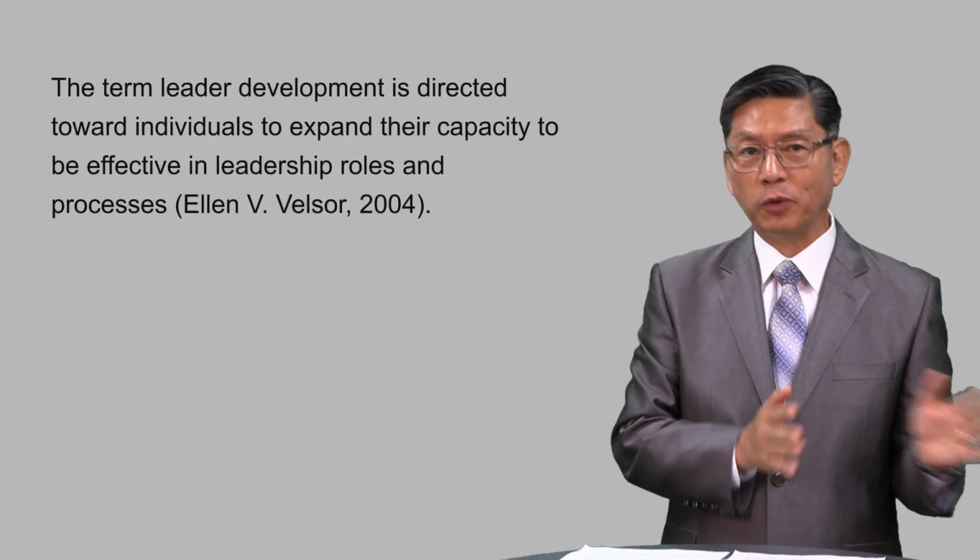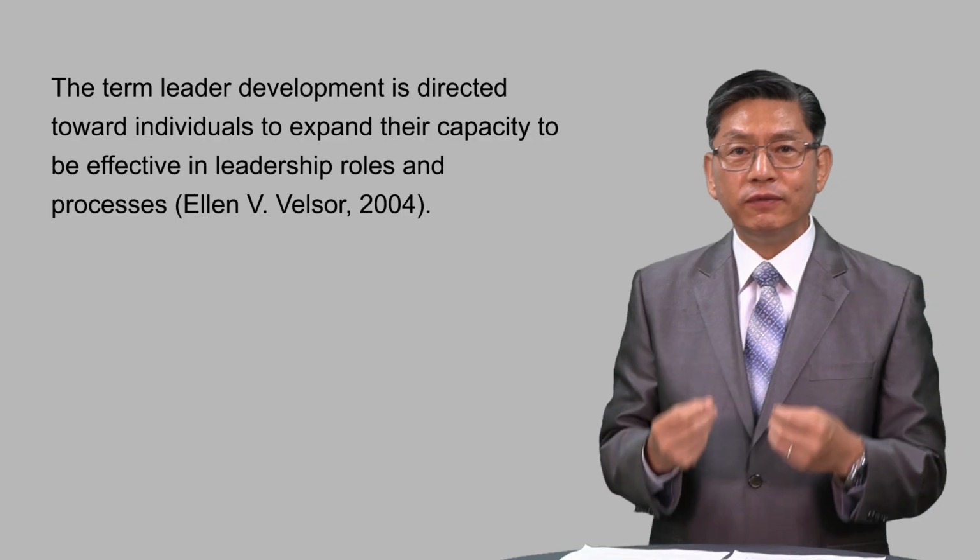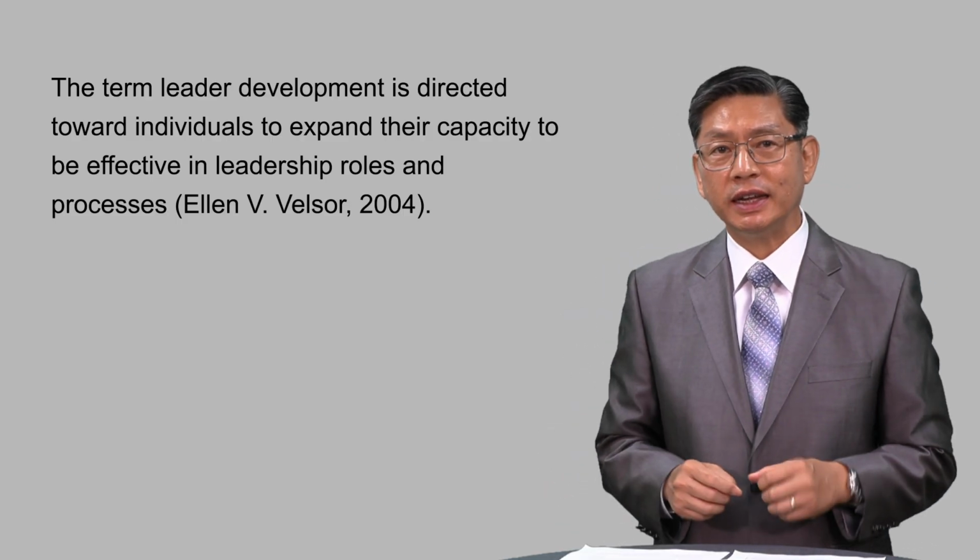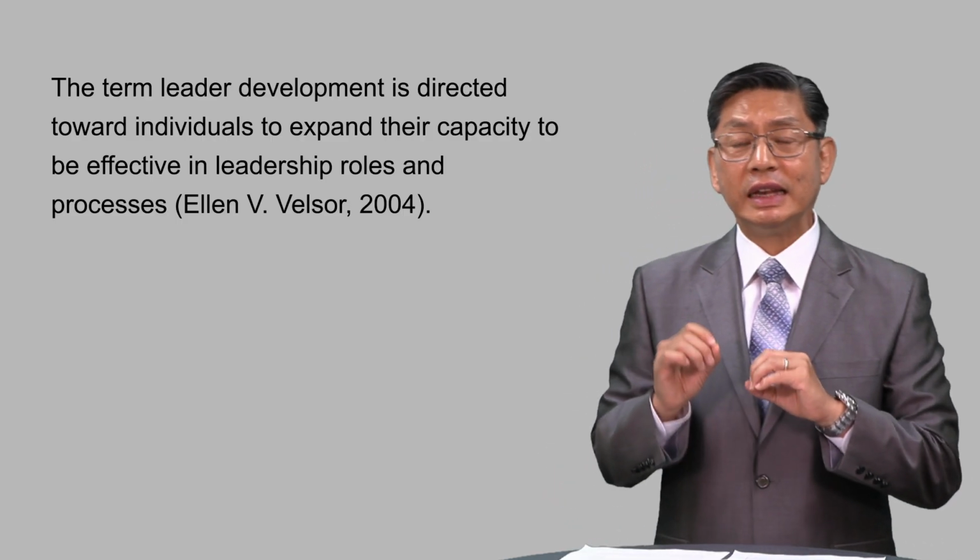So this model, the social change model of leadership development, is an essential component of personal development in both leader development and leadership development. The term leader development is directed toward individuals to expand their capacity to be effective in leadership roles and processes. So we are focusing on individual characteristic development like integrity, honesty, transparency, so ethics. These are the characteristics that we will focus on in leader development.